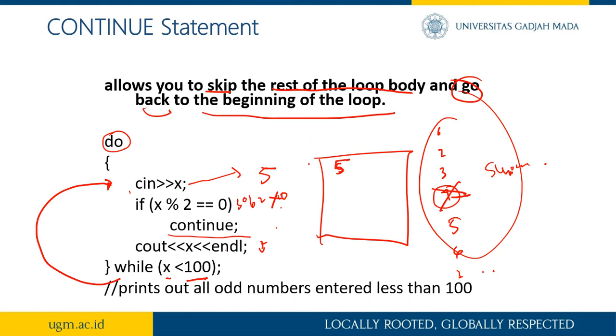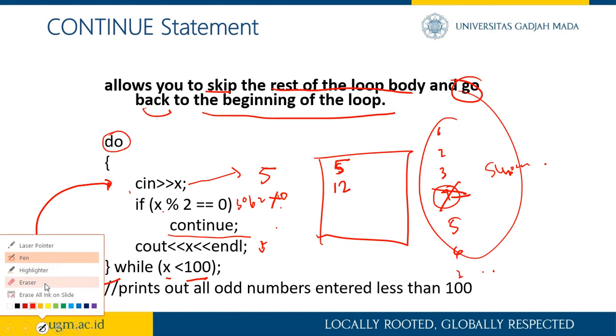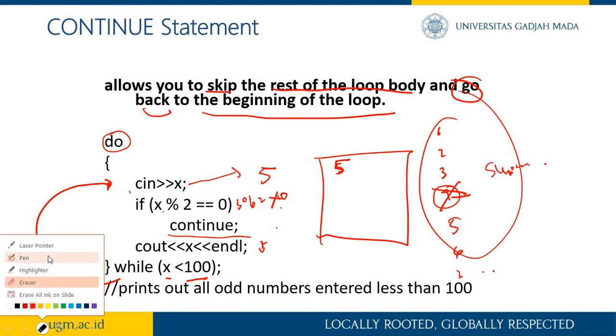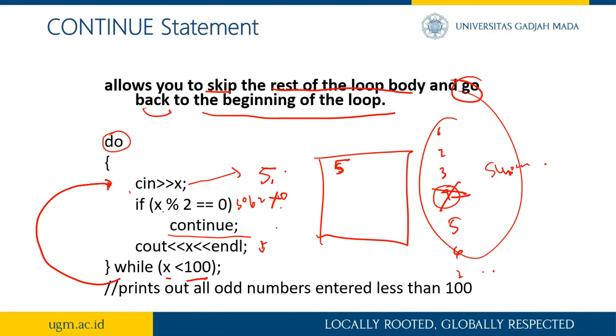it will require an input again. I will type in again, and now I guess I will go with 12. Sorry, this is the console, right? I forgot that this is the console. So in the second trial I will go with 12.